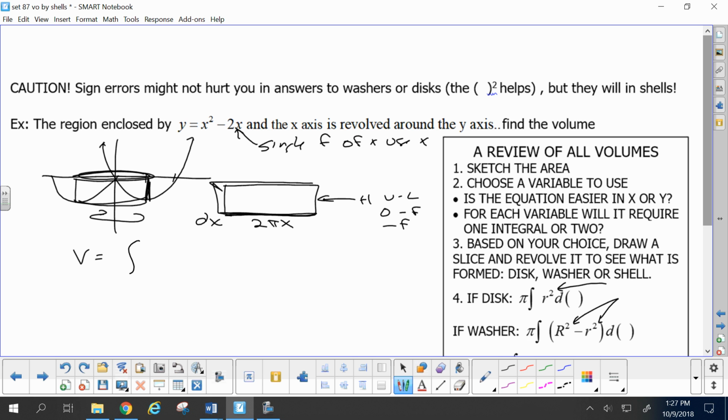So we're looking at volume is 2 pi x times, rather than x squared minus 2x, let's go 2x minus x squared dx from where to where? 0 to 2. Okay, good deal.